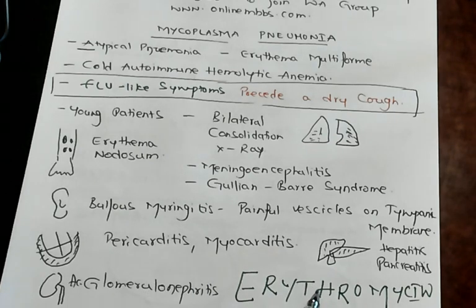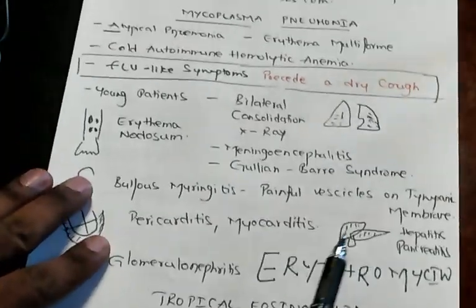What is the treatment? Favorite question of the examiner. Don't think about penicillin for this organism without a cell wall. What do you think as a treatment? Erythromycin is the treatment of mycoplasma, is what you should remember.